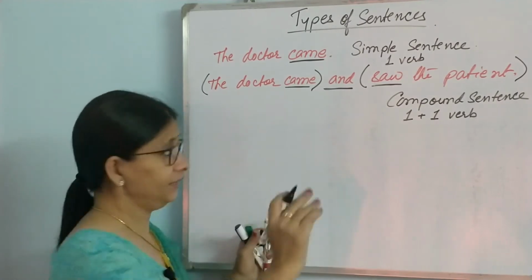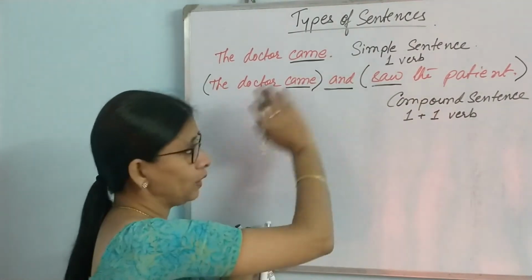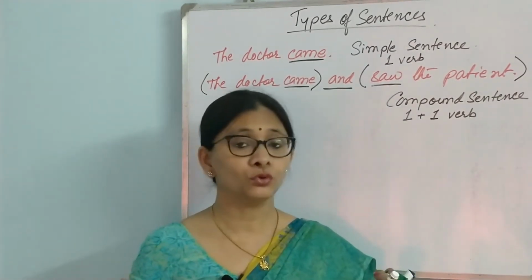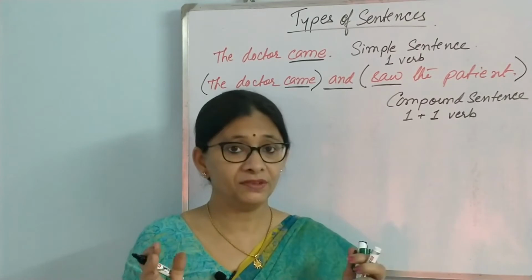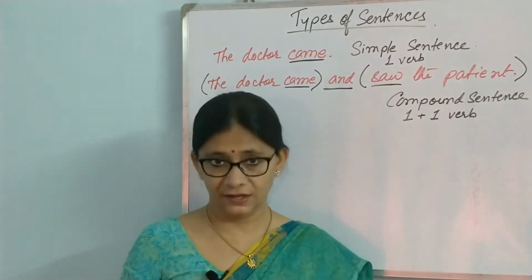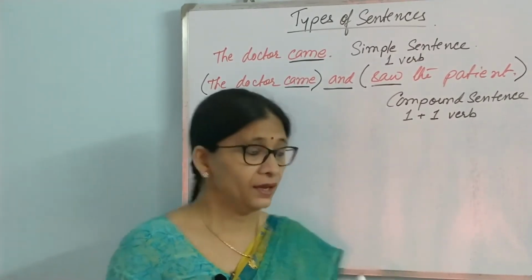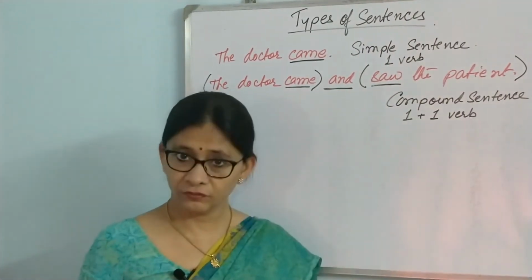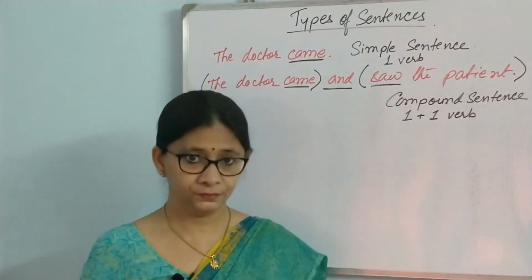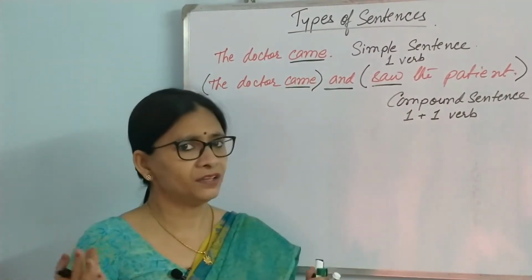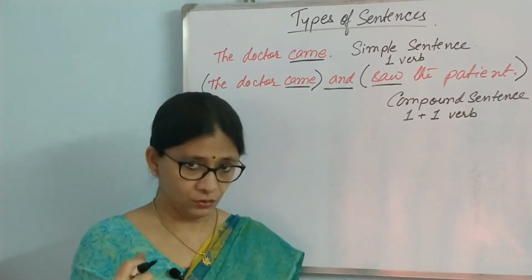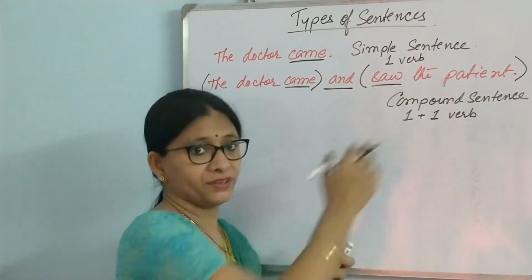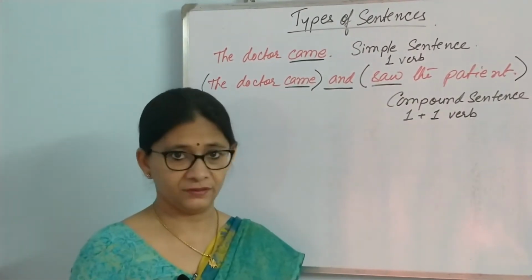Just keep in mind that in compound sentences, both these sentences are strong enough to hold themselves straight. That means they can stand independently. They do not need any support. Like, the doctor came. Very good. The doctor saw the patient. Even better. Both these sentences are independent. We get the feel that they are independent. So, such a kind of sentence is known as a compound sentence. Simple sentences mixed together, compound sentence.